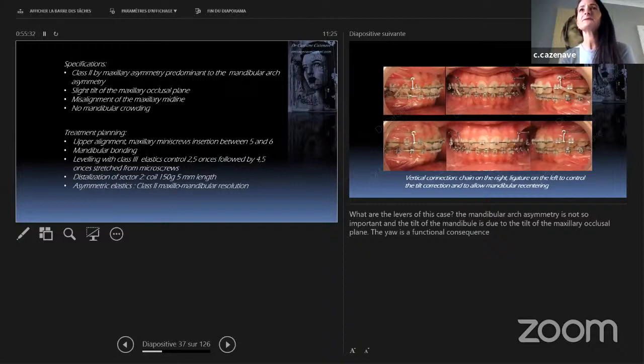So our treatment planning will be upper alignment, maxillary miniscrew insertion between 5 and 6, mandibular bonding, leveling with class 3 elastics, control with 2.5 ounces followed by 4.5 ounces stretched from the miniscrew, distalization of sector 2 with a coil of 150 grams and 5 millimeter length, asymmetric elastics. It's for class 2 maxillomandibular resolution.